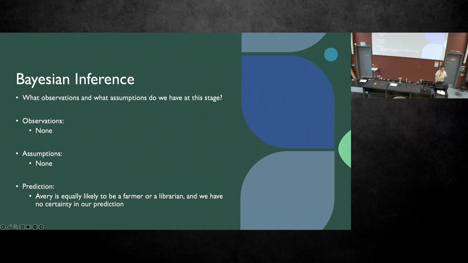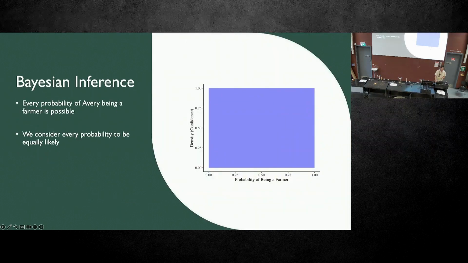So if we were to try to depict this idea of uncertainty graphically, it might look something like this. So we can see along our x-axis, we've got the probability that Avery is a farmer. For 0, they're definitely a librarian. 1, they're definitely a farmer. And then on the y-axis, we have our level of confidence in each of these predictions.